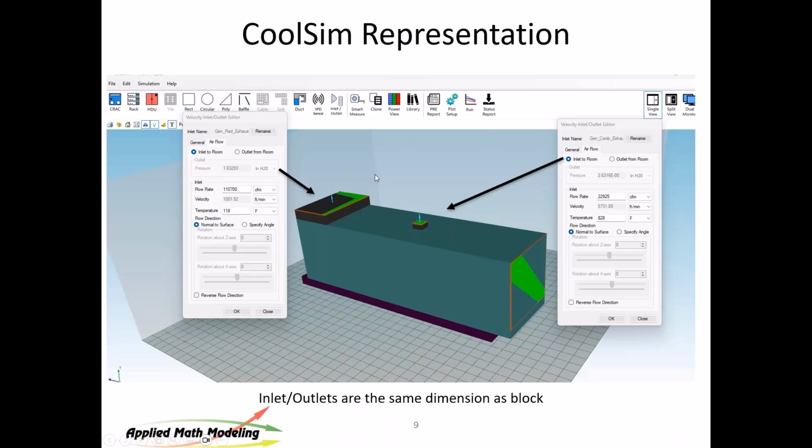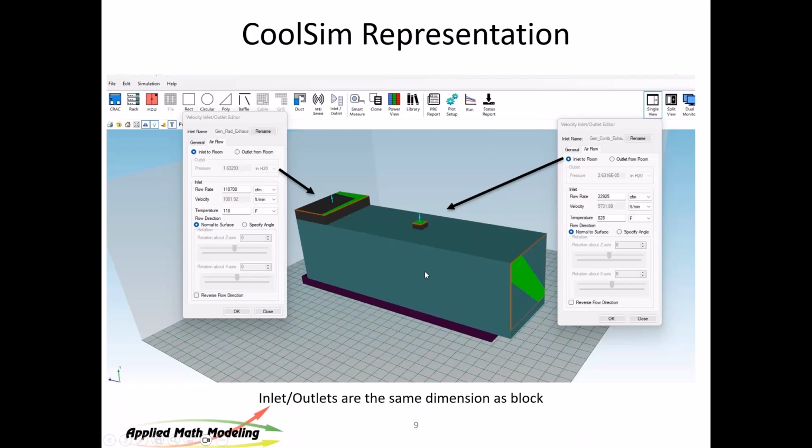We have a new object in CoolSim called an inlet outlet. It's just a flat plane. You can set the size. You can see there's one here on the intake, there's an exhaust right there, and there's one on the outtake. So air's coming in through this end over here and being pulled, not literally, by the way. All these are surfaces on a block, so there's no air moving through the block.